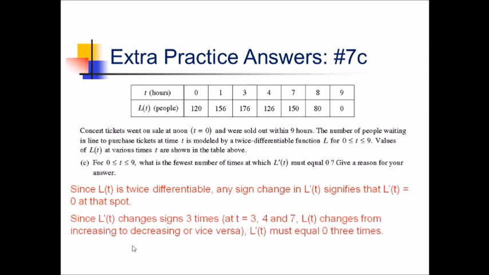So I justified that by saying, since L prime changes signs 3 times at t equals 3, 4, and 7, L of t changes from increasing to decreasing or vice versa. That's how we know there was a sign change in L prime. Since this happens 3 times, L prime of t must equal 0 3 times.